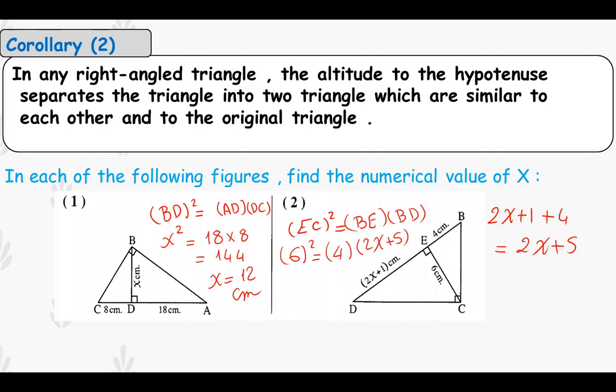6 power 2 will be equal to 36. 4 multiplied by 2x will be 8x. 4 multiplied by 5 will be 20. 20 will go to the other side. So 8x will be 36 minus 20, which is 16, divided by 8. So x will equal 2. So in the first example, x equals 12, and in the second one, x equals 2.